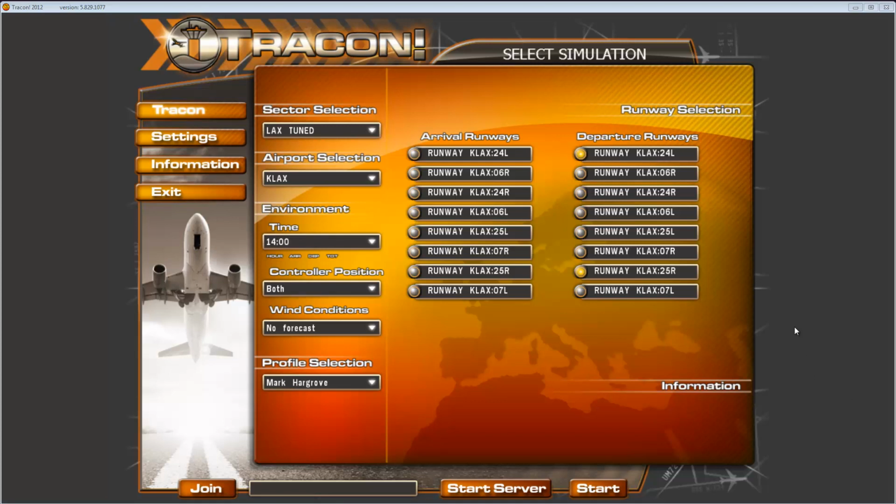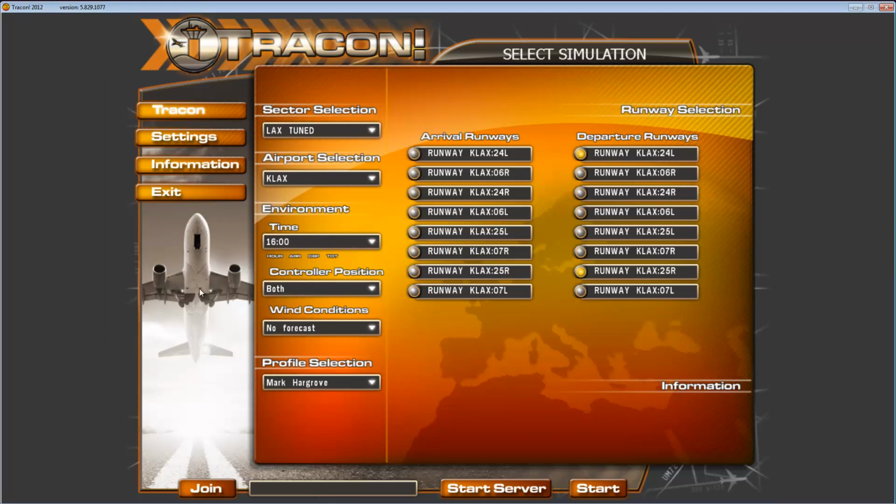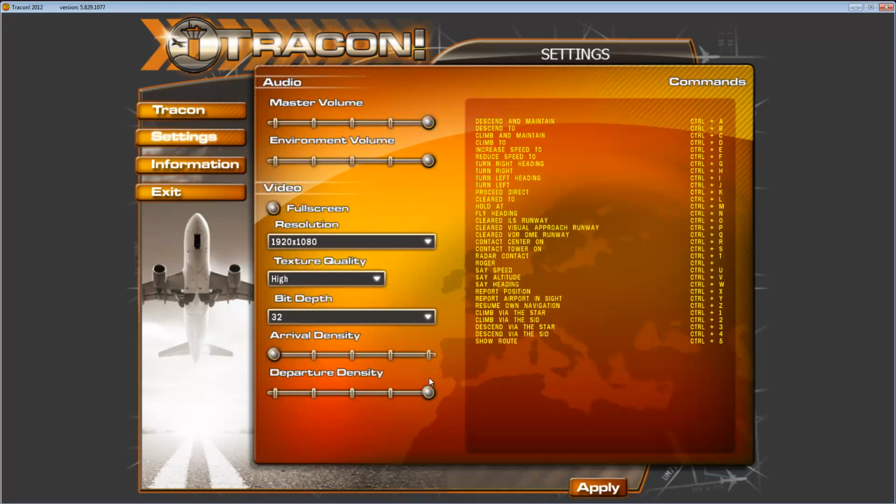Okay, so here we are at our main game screen. I will simply point out the time. Here we're starting at 1400. In fact, we'll go ahead and shift this to 1600. That's a little bit denser. We're going to control the departure position, no weather, and we have runway 24 left and runway 25 right selected as our departure runways. We've got traffic set at maximum departure density. And let's go ahead and get started.